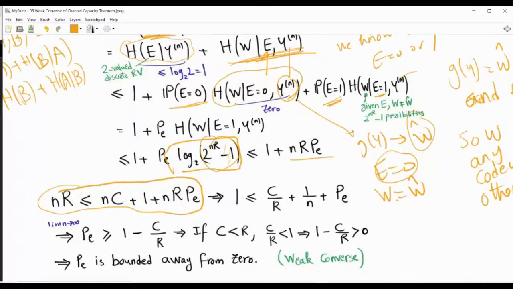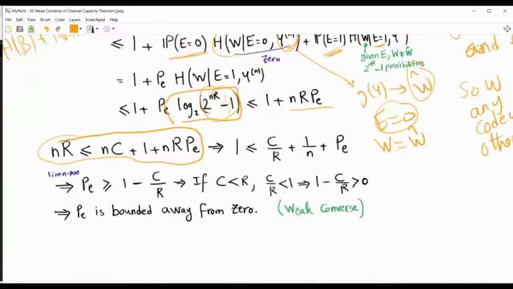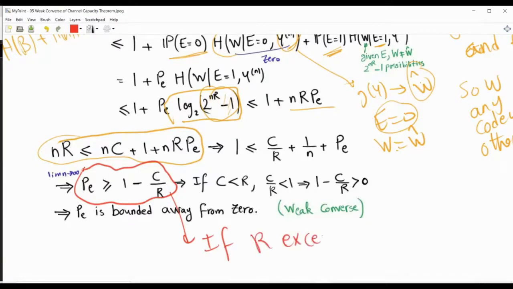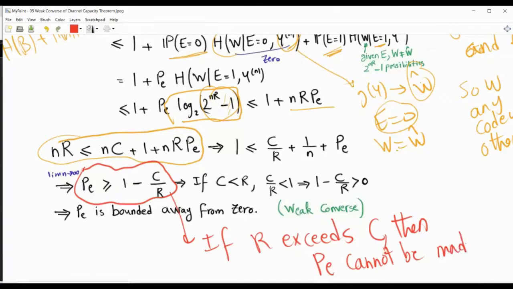And this nice inequality can be manipulated and written as this one, which is the last thing I will say here. The probability of error in our system is greater than or equal to 1 minus C over R. You may look at this and say, then what? So we have a lower bound on the probability of error. If R exceeds C, then PE cannot be made 0.